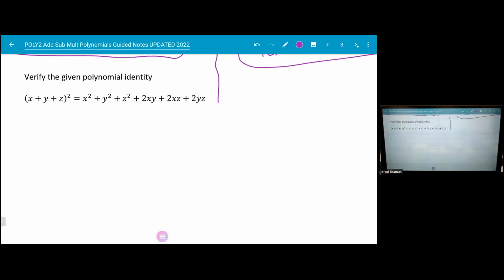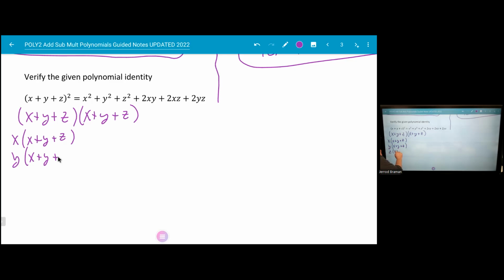Well, let's use our definition of what things being squared means. X plus y plus z squared is x plus y plus z times x plus y plus z. And let's multiply this polynomial: x times x plus y plus z, and then plus y times x plus y plus z, and then z times x plus y plus z.